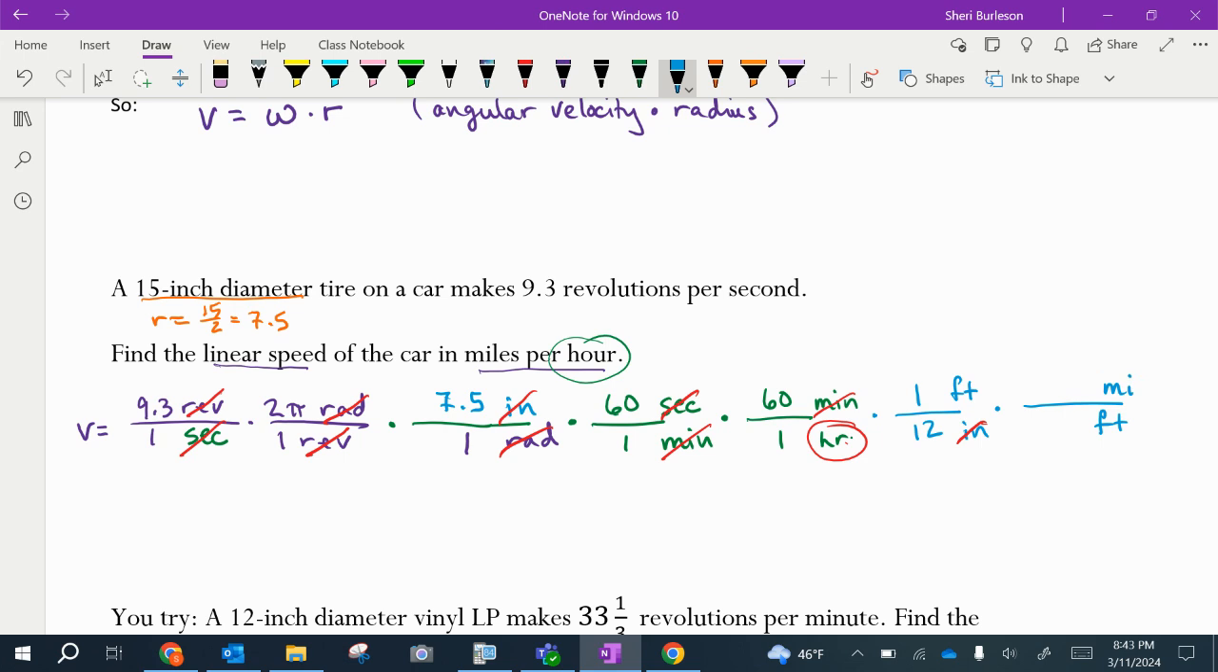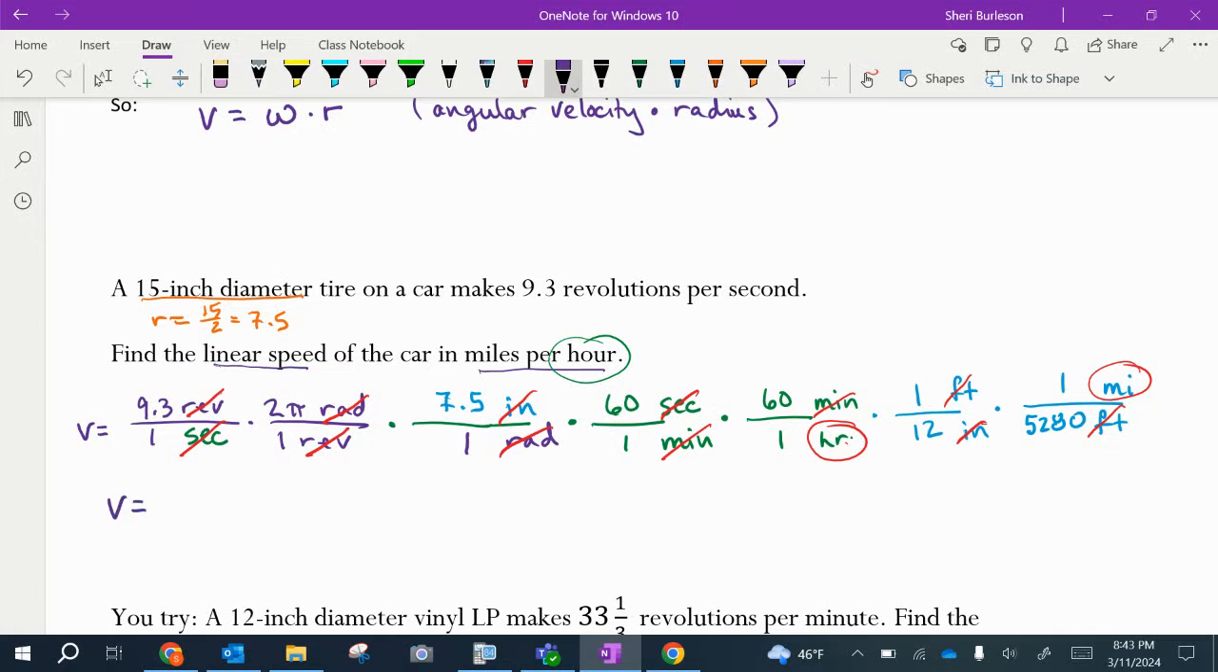I don't know if you know this number, but this is one that you probably should have memorized. There are 5,280 feet in 1 mile. So when I reduce feet, I am now in miles per hour. So that is my calculation for velocity.